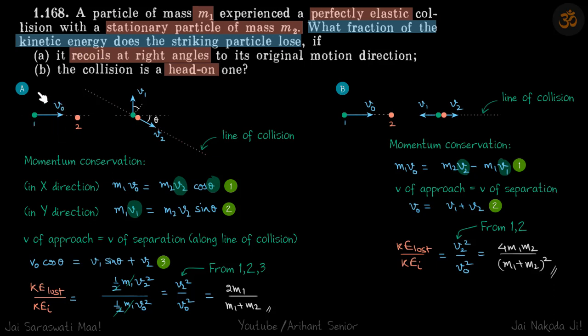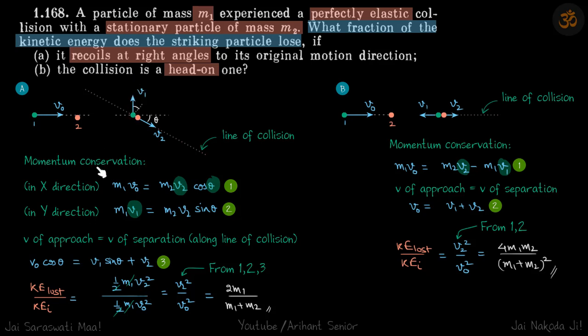So initial energy is this, final energy is split into these two parts. So energy lost by the first particle is energy gained by the second particle. So fraction of energy lost is energy of second particle divided by energy of first particle initially. So this ratio is kinetic energy lost by total initial kinetic energy, which is half m2 v2 squared by half m1 v0 squared. So we need to find v2.